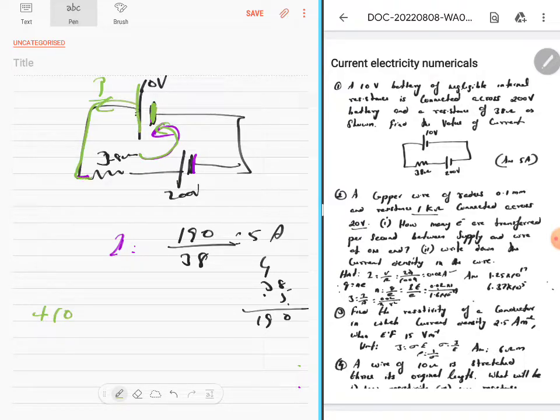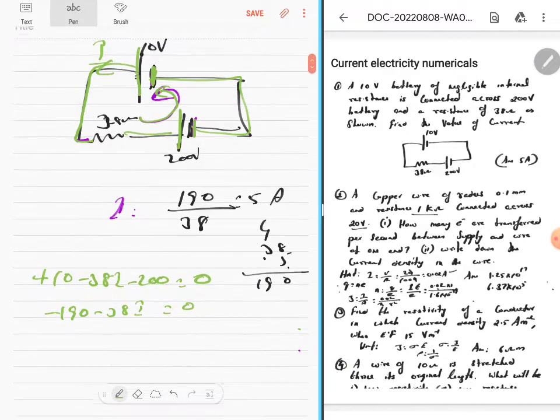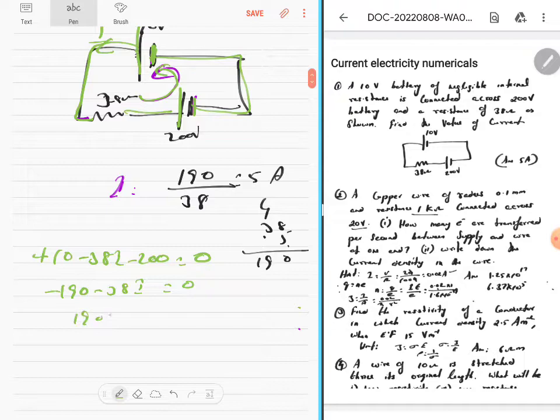Come here. Current is going in the same direction, minus 38I. Then come here, minus 200. Close the circuit, equal to 0. Minus 190 minus 38I is equal to 0. So 190 is equal to 38I, I is equal to, there will be a negative sign of course, 5 amps. What does the negative sign indicate?